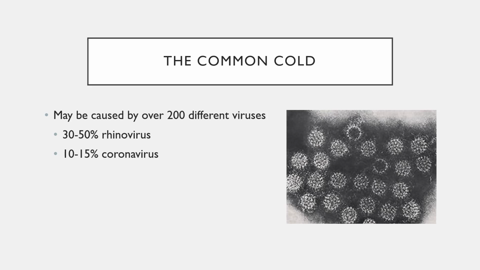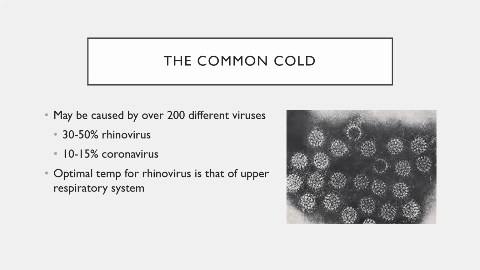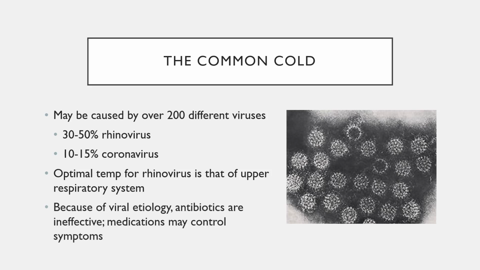The viruses that cause the common cold prefer the slightly lower temperature that is associated with your upper respiratory system. That is the temperature at which they are better able to reproduce. So they tend not to migrate into the lower respiratory system. And also because, again, this is a viral infection, antibiotics are not effective against these viruses.